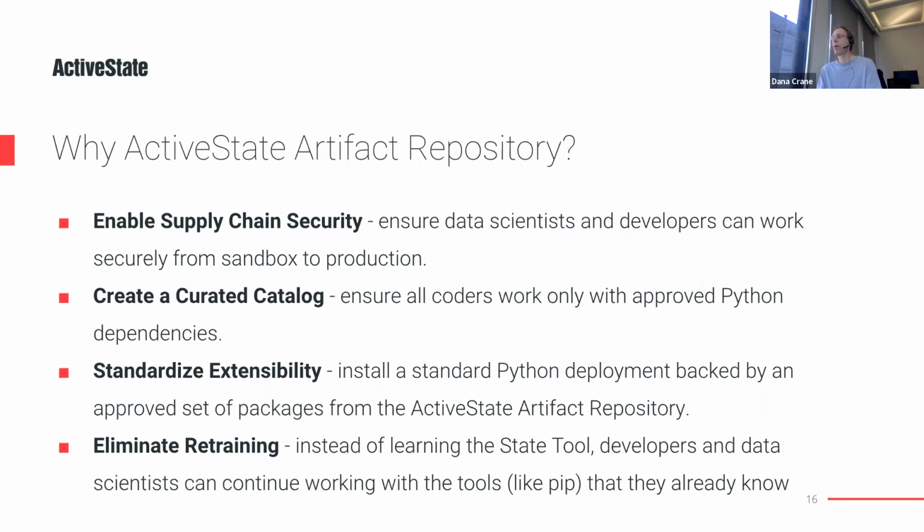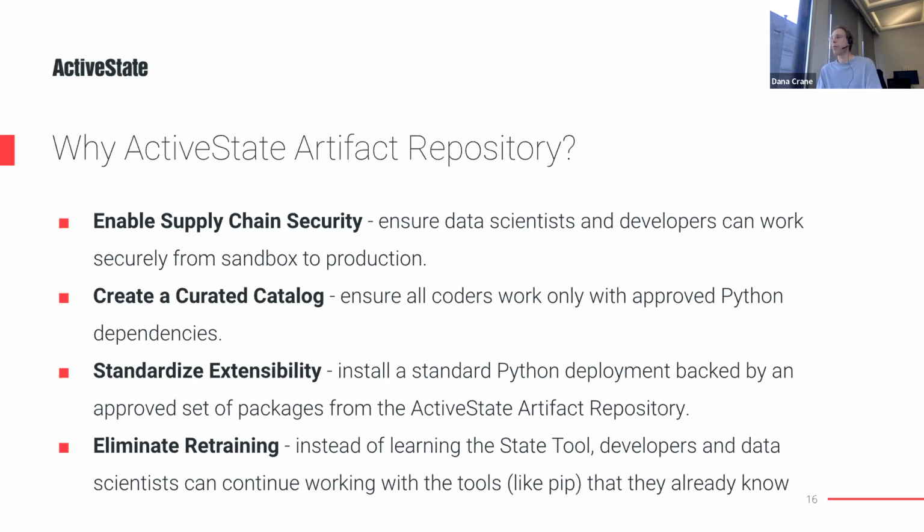How can I guarantee or ensure that what my data scientists and developers are working with from day one is a secure, vulnerabilities-remediated way of working, all the way from sandbox through production? But another typical use case, of course, is a curated catalog.